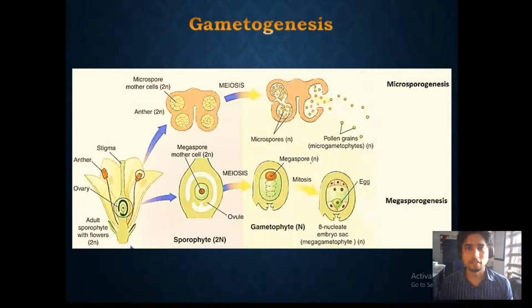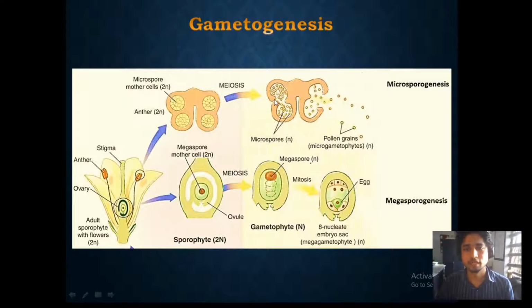As a part of pre-fertilization events in flowering plants, we had started discussing gametogenesis. In this gametogenesis, we had discussed the male gametes, how they are synthesized from the microsporangium. We told that microsporangium has microspore mother cell, and this microspore mother cell is undergoing meiotic division to form microspore tetrad, and this microspore tetrad is maturing to form microspores, and these microspores are present within the anther.